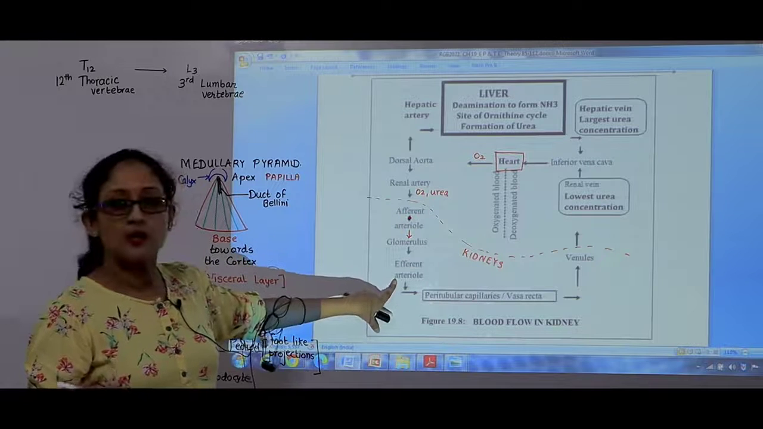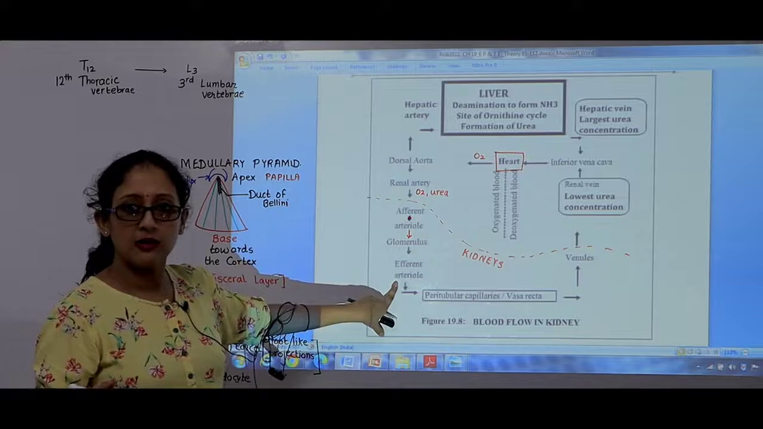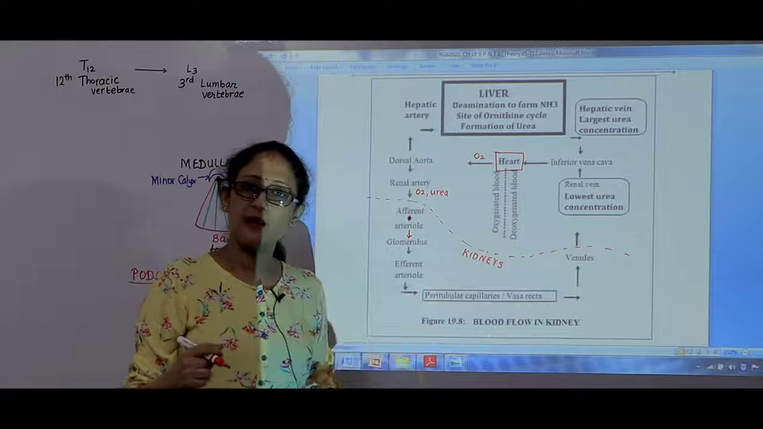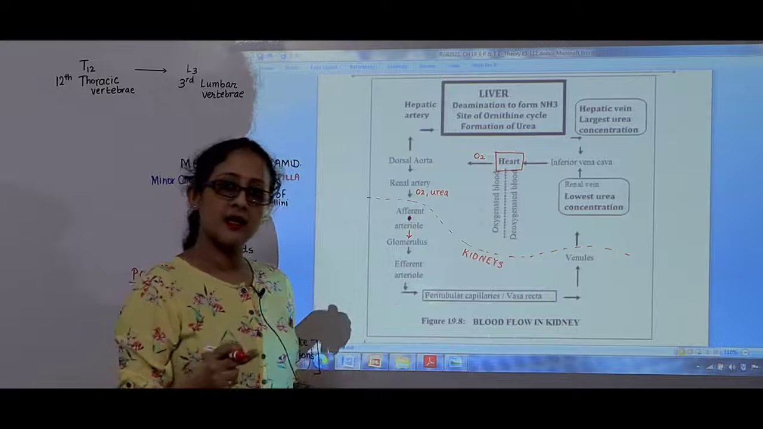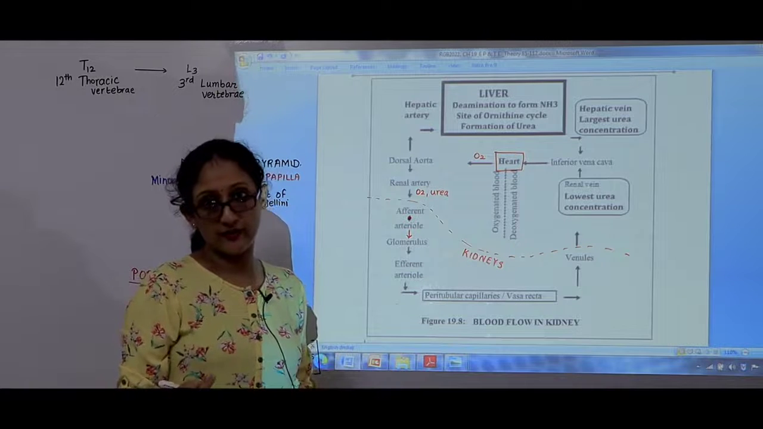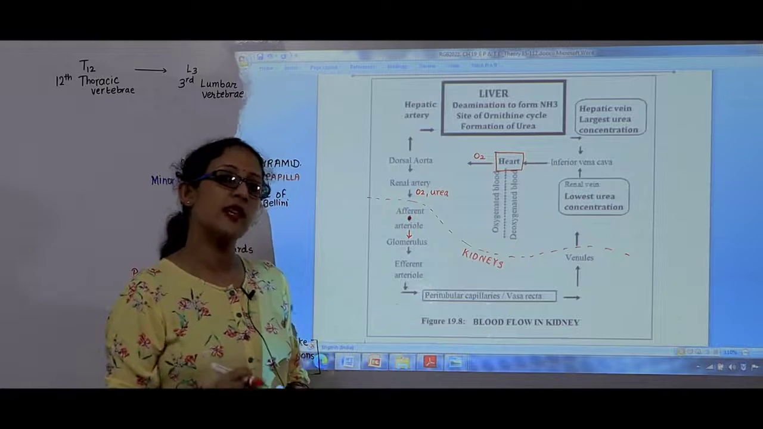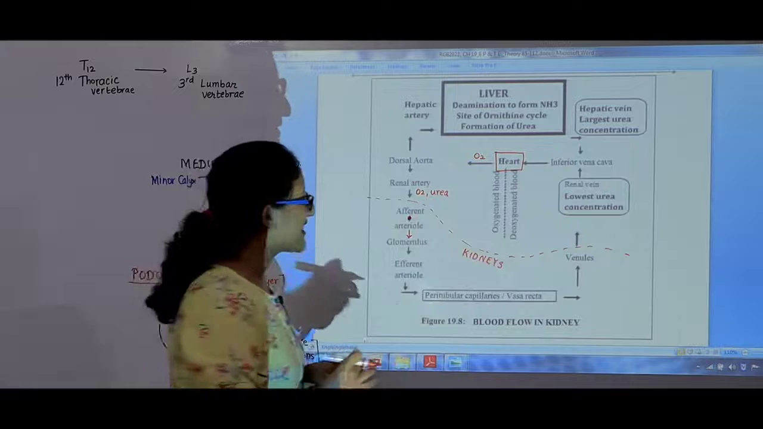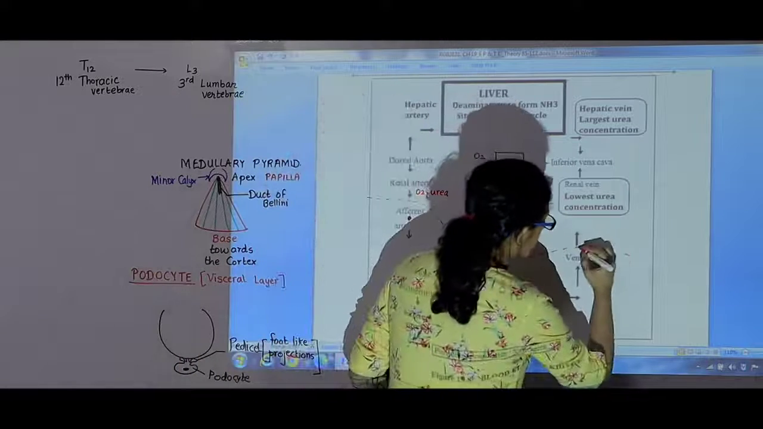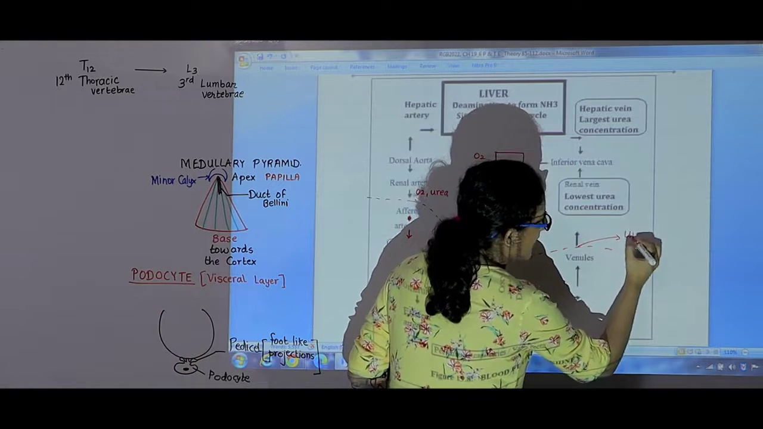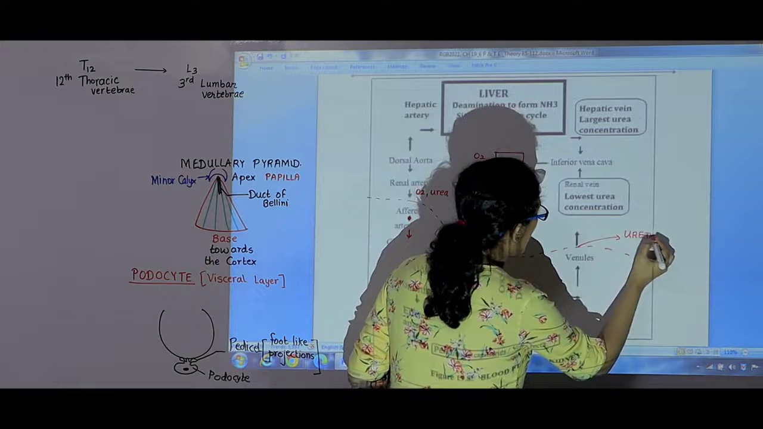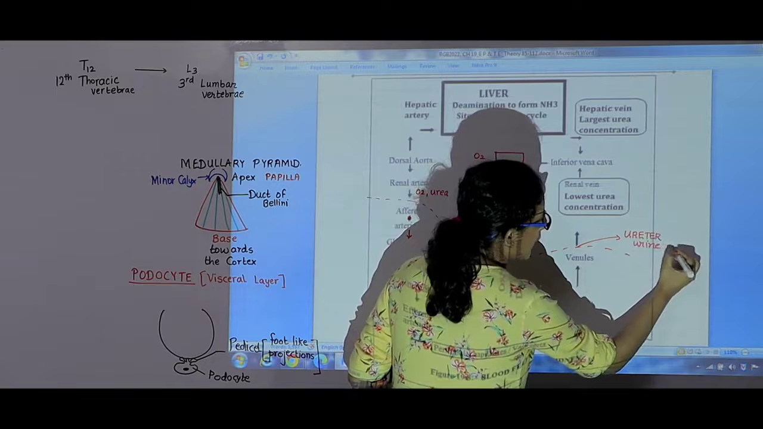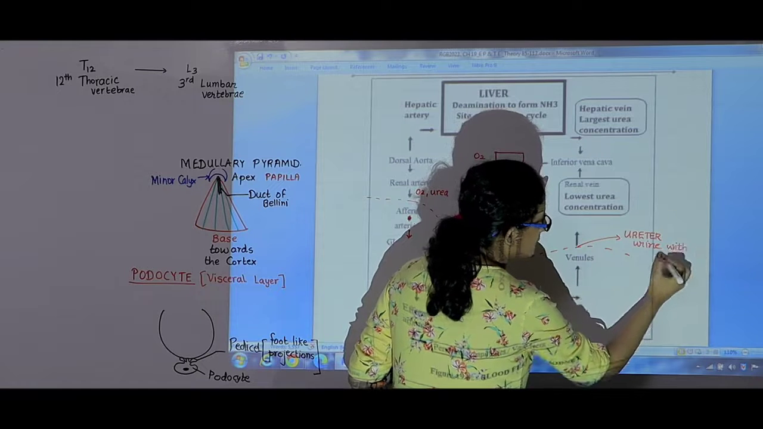From there the blood comes out as the efferent arteriole, which continues as the peritubular capillaries, the vasa recta. The blood then goes into the small venules, and finally the small venules converge to form the renal vein. But now understand, from the kidneys, the ureter carries out urine with urea.